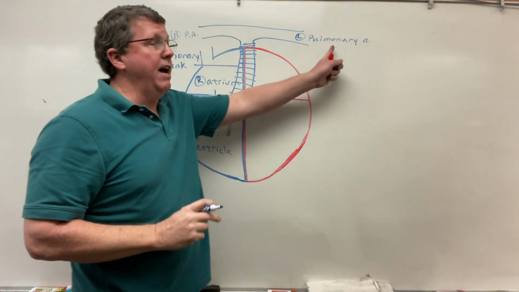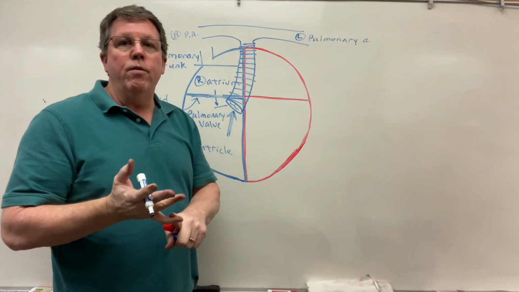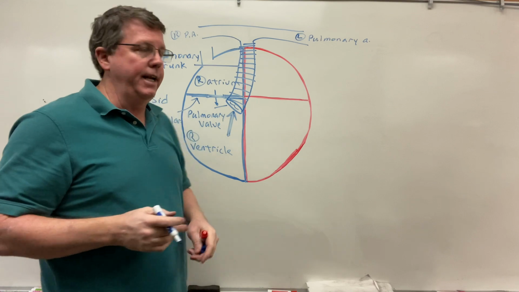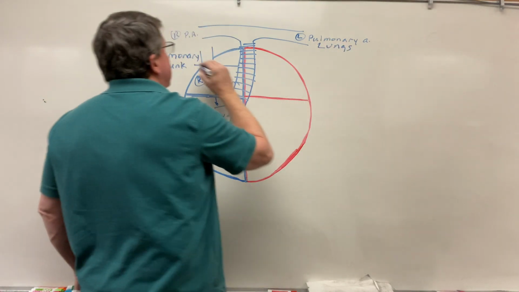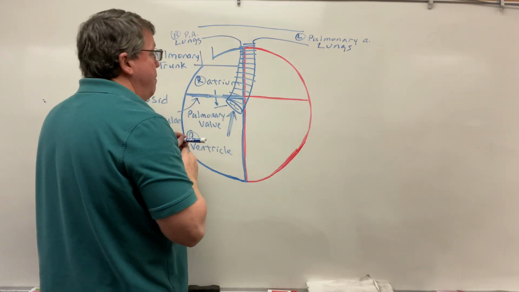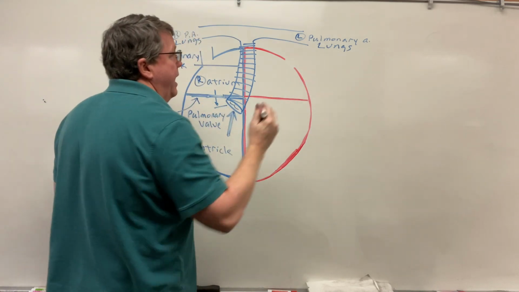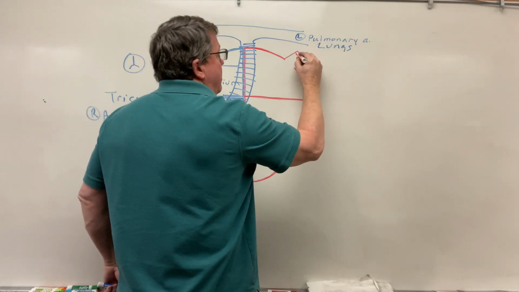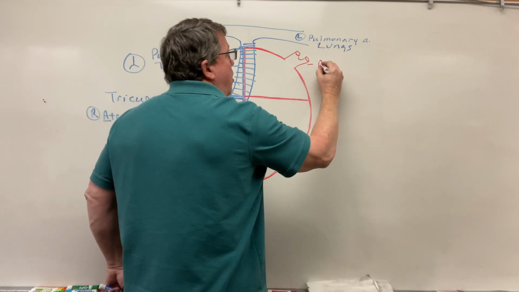If you notice, I have these written in blue. The pulmonary artery is the only artery in the body that has deoxygenated blood. So these are going to go out to the lungs. They're going to get oxygen, and then the blood's going to come back to the heart. It's going to enter into the heart through the pulmonary vein.